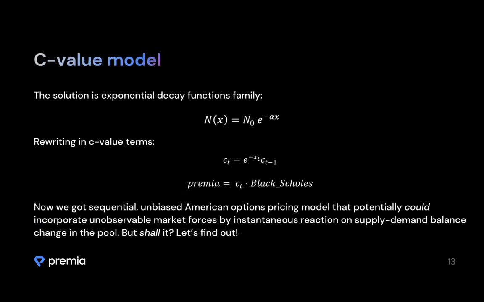Now, the solution for the requirements that we stated on the previous slide is the exponential decay function family, and we can rewrite it in C-value terms. It's actually not the full representation, but for all the juicy details, you can always refer to our white paper. And now we can say that the Premia price is basically the C-value at t times the Black-Scholes model calculated at t. Now we have a sequential unbiased American option pricing model that could potentially learn from the market by capturing instantaneous supply-demand balance changes in the pool. But shall it learn? Let's find out.